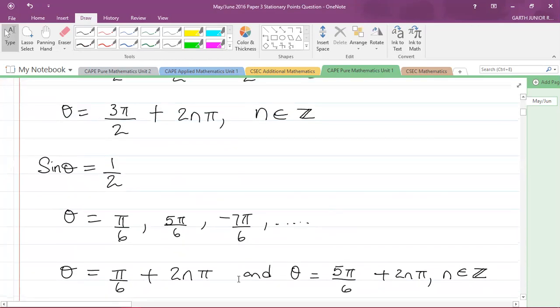You could test it out. You could substitute integer values for n inside of theta, and you will see that you get the same solution that I've written here. All right, great. So we have our values for theta. Now we need to find which one of these will give us a maximum value of the throw.